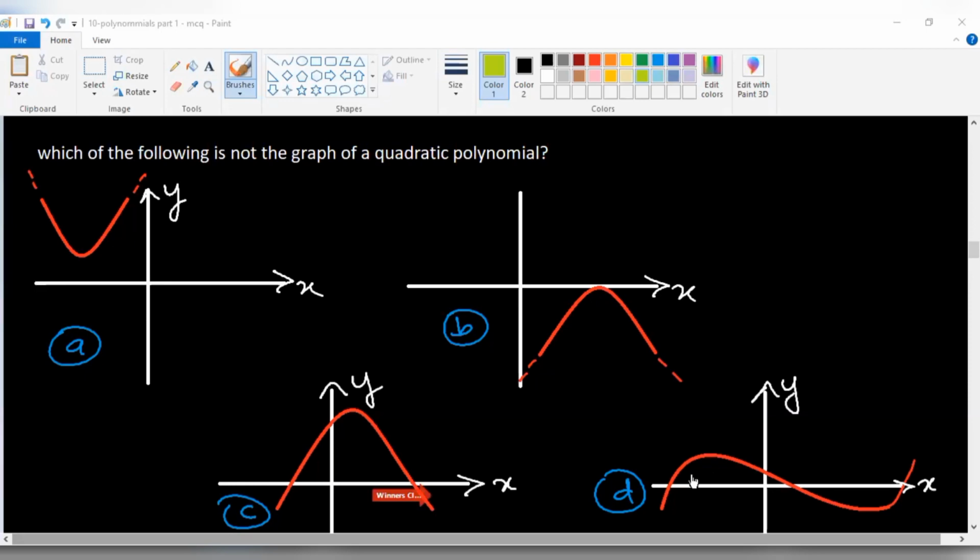And here in the last, option D, this graph crosses the x-axis at three different points, this one, and this one. That means this graph shows a polynomial having three zeros, right? So the question is, which is not a quadratic polynomial? For a quadratic polynomial, we know the maximum number of zeros is 2. So this can never be a quadratic polynomial as it has three zeros. So the option is D.